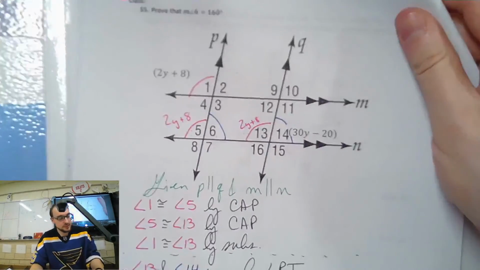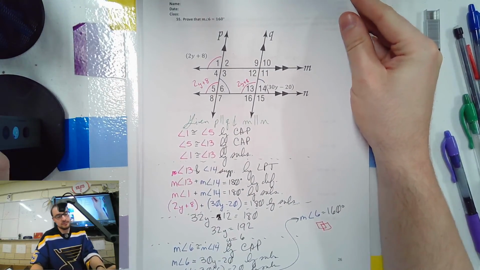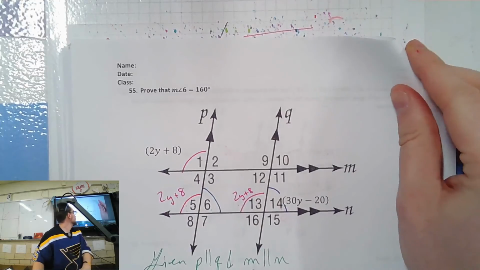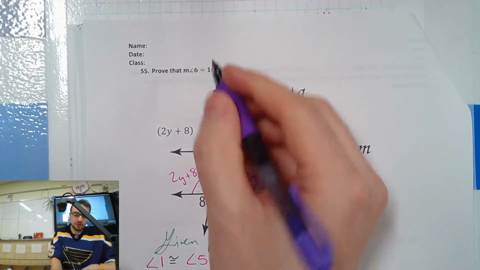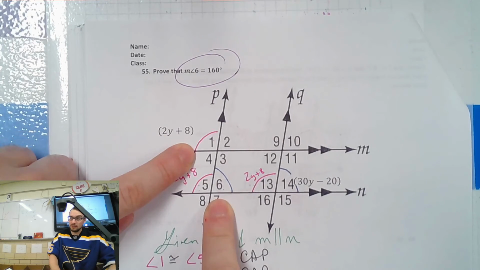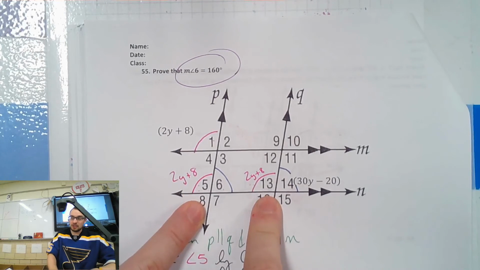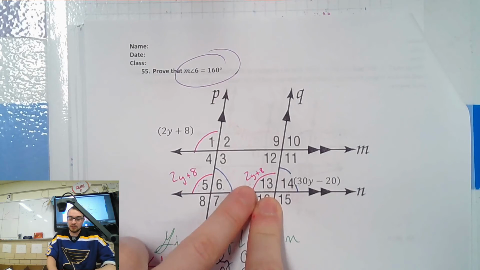Buckle up. This is the big one. I've got your attention? Wonderful. Check it out. Here's the idea. I'm trying to prove that angle 6 is 160. So I'm going to say angle 1 is congruent to angle 5 by CAP. 5 and 13 by CAP. That means by substitution, angle 13 must be 2y plus 8.